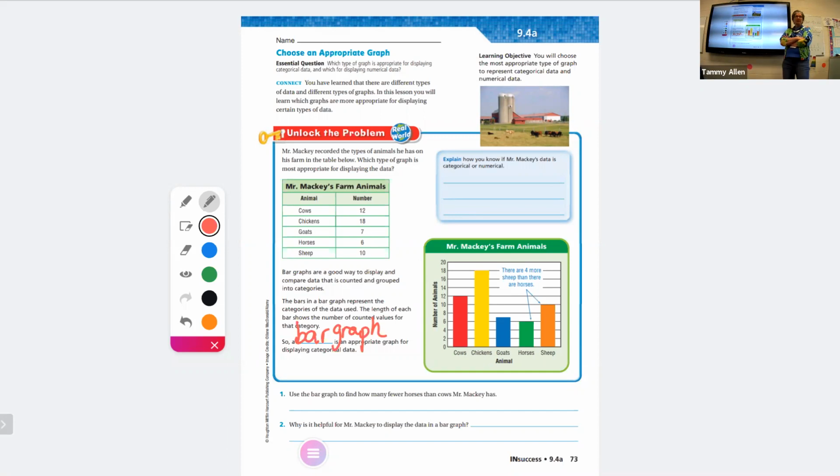So we can use the bar graph then to answer several questions about it. What do we have more of? If we compare different types of animals, we can answer all sorts of questions based on that.